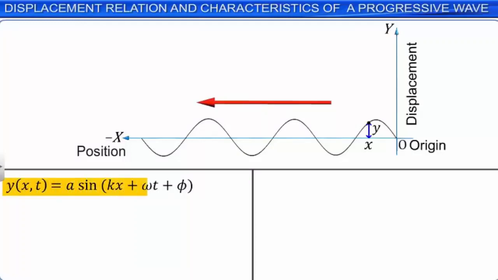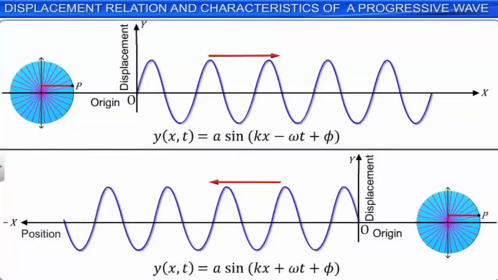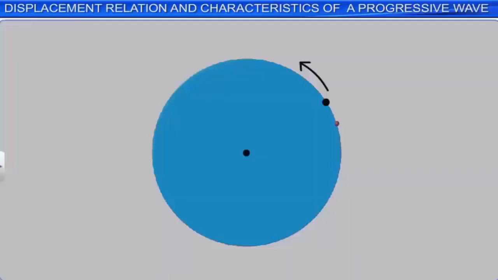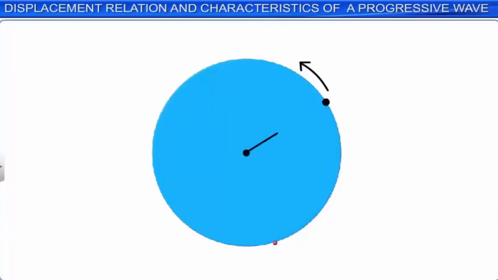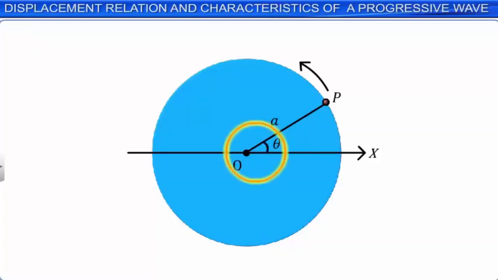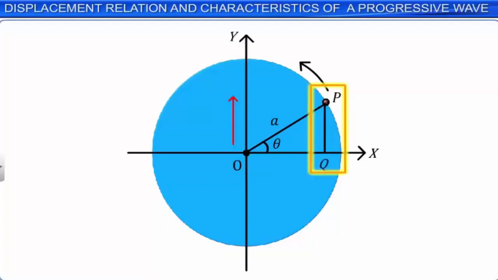A particle is moving in a circular path of radius A, which is the amplitude of the wave, and occupies a position P. The line joining the origin O and P makes an angle theta with the positive side of the x-axis. Drop a perpendicular from P onto the x-axis at point Q. QP represents the displacement of the particle in the y direction. In the triangle POQ, sin theta is equal to y by A. By cross multiplying, we get y = A sin theta.